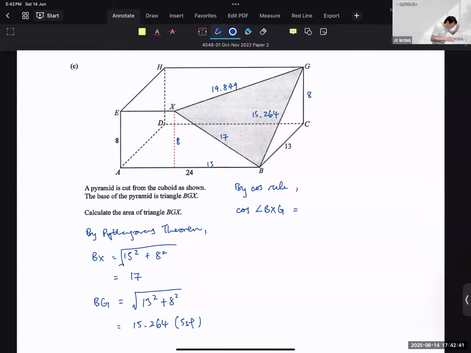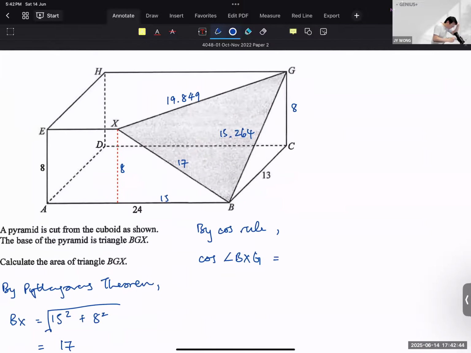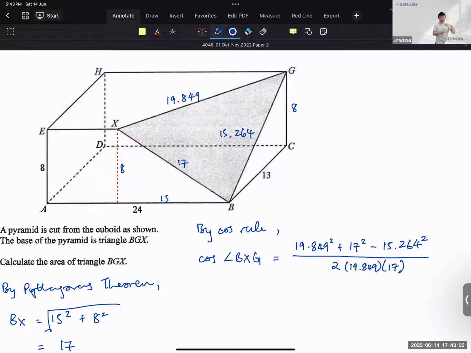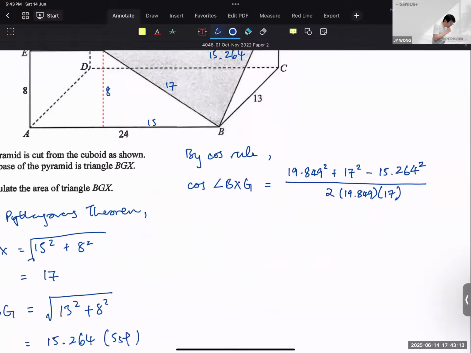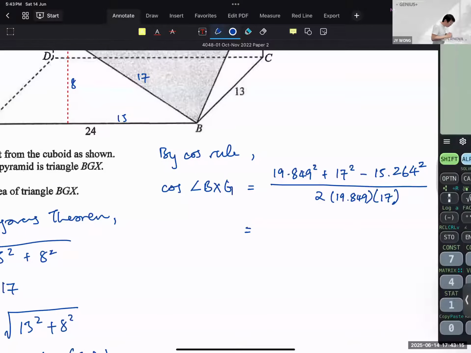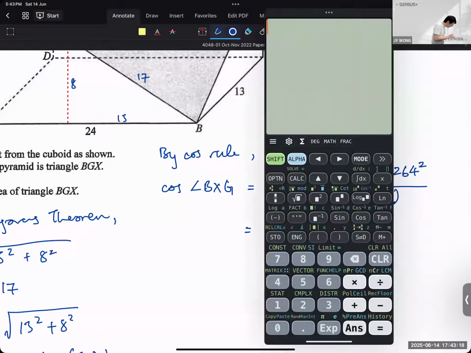Cosine BXG is equal to A square plus B square minus C square over 2AB. So you must know how to apply your cosine rule to go and find the cosine of your angle. You want to simplify this, you can simplify this. You don't want to simplify this, also up to you.